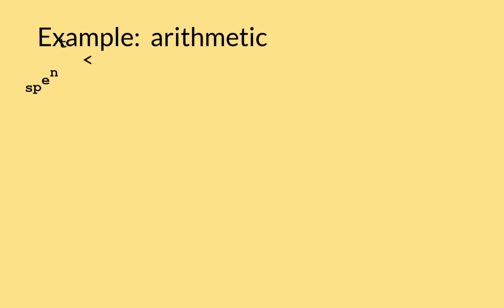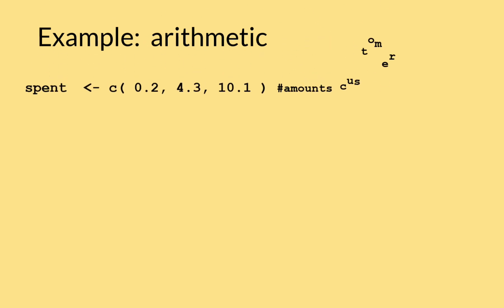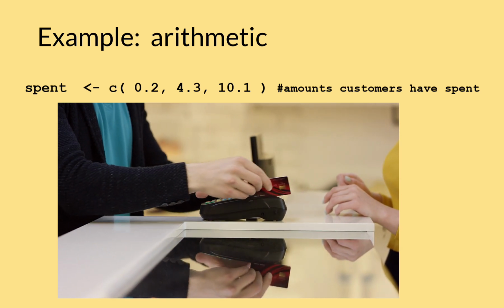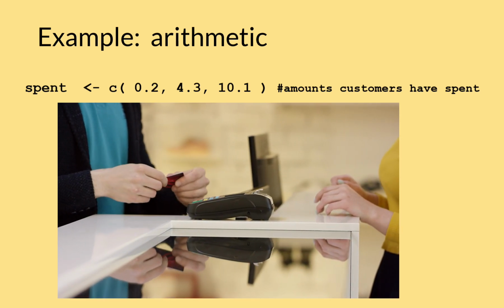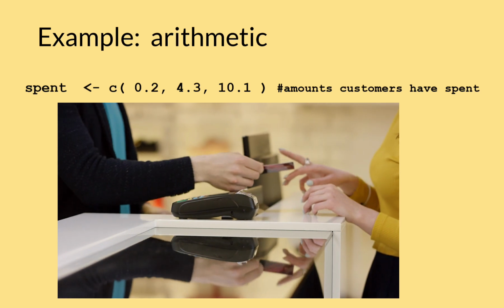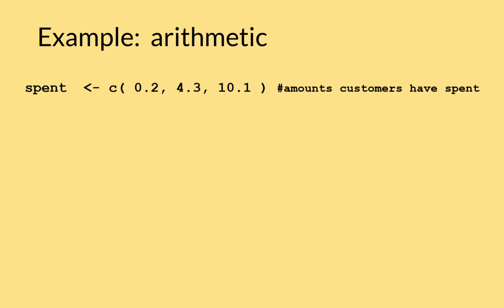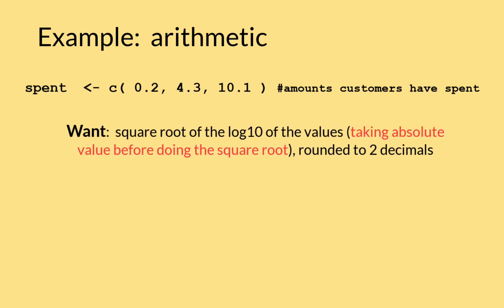So first off, a basic example where we want to perform a sequence of operations on a vector named spent. So maybe these are 3 different values that describe how 3 different shoppers have spent money at a particular store. So shopper number 1 spent 20 cents. Shopper number 2, $4.30. Shopper 3, $10.10. So specifically, here's what we would like. We would like to take the square root of the log 10 of the values rounded to 2 decimals. That's what I want out of these values. Very often we work with transformations of our original data values instead of the data values themselves. So we do this a lot in analytics.